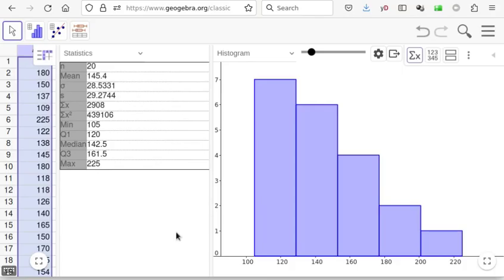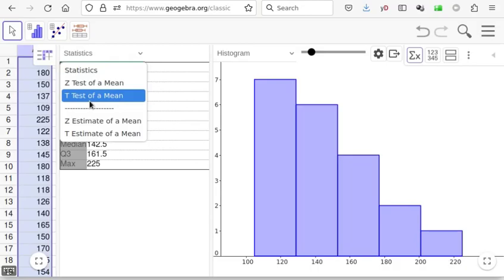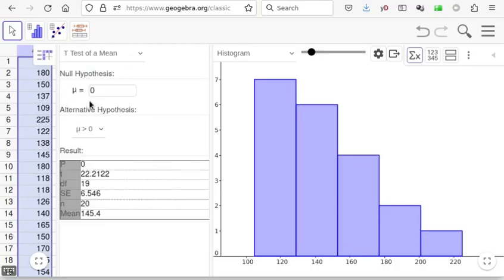So if I go back to the spreadsheet that gave us the statistics for the sample, I can click on that and go down to a t-test of a mean. Our null hypothesis is that the average is 100. We suspect that the true average is greater than 100. This gives us our p-value, and we can check that our t-score is the same. That's an excellent way of checking.